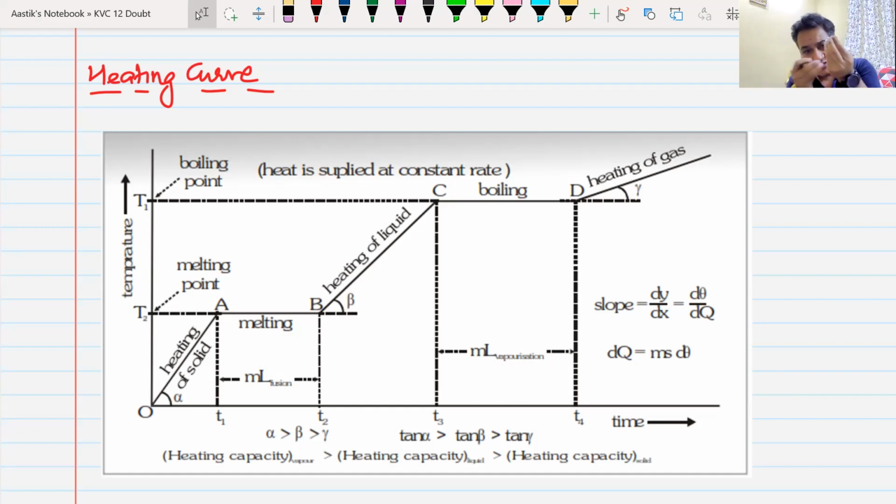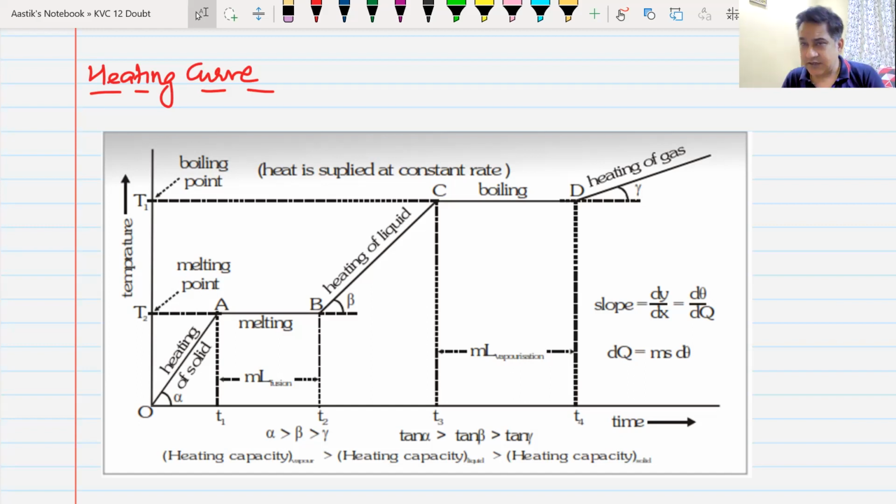And you are giving this heat at a constant rate. So first of all, the temperature of this solid body will rise. It will keep on rising till it reaches its melting point. Now at this point, if I give it heat, the temperature will not rise, but the state will change. So the temperature will remain constant, but the state will change. It will convert from solid to liquid.